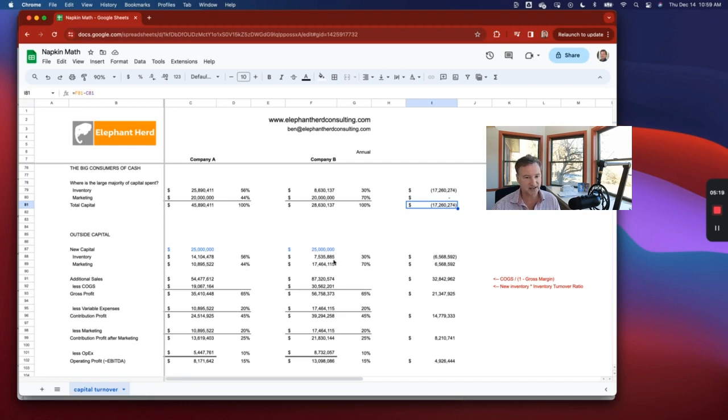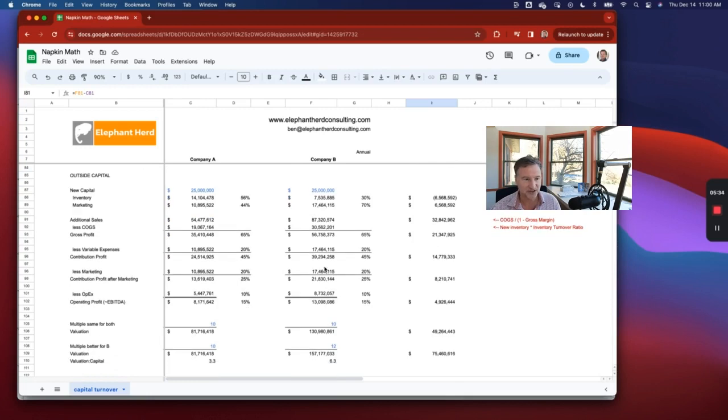But in B's case, they only need to put about $7.5 million into inventory, and they can put over $17 million into marketing, right? So 30% into the inventory and 70% into the marketing. That's a huge difference. Let's figure out what happens over the course of the year.